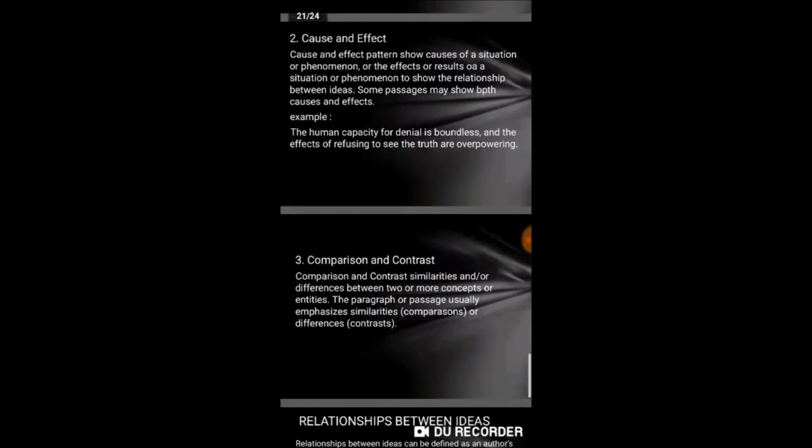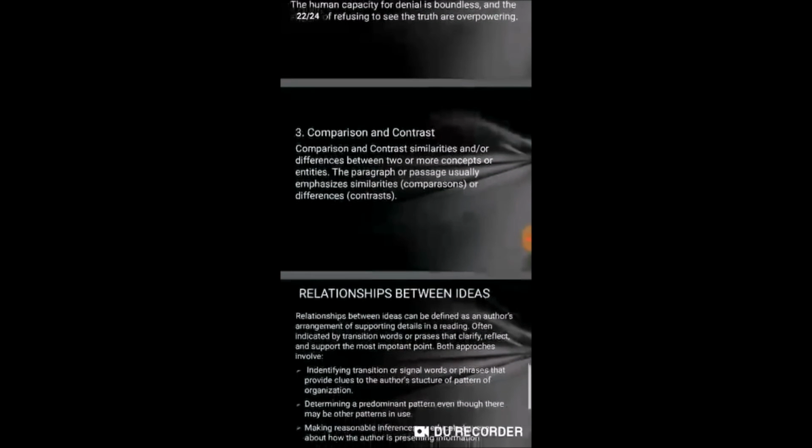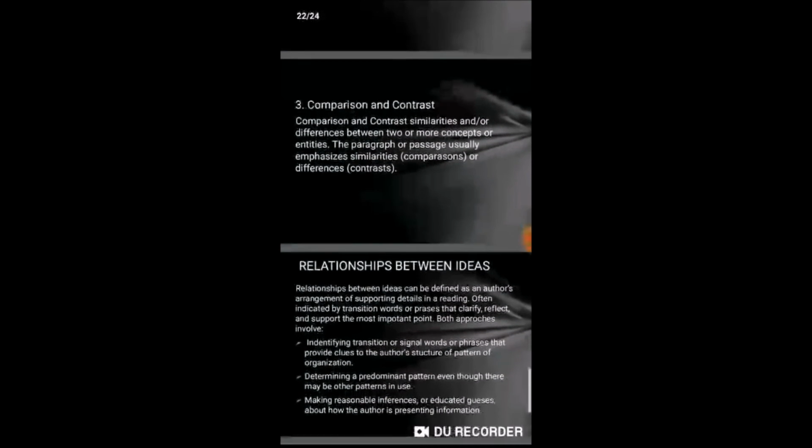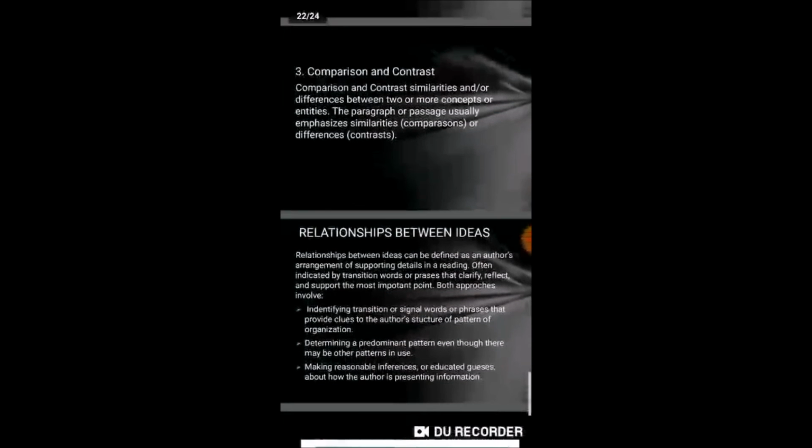The third, comparison and contrast, shows similarities and or differences between two or more concepts or entities. The paragraph or passage usually emphasizes similarities, comparison, or differences, contrast.